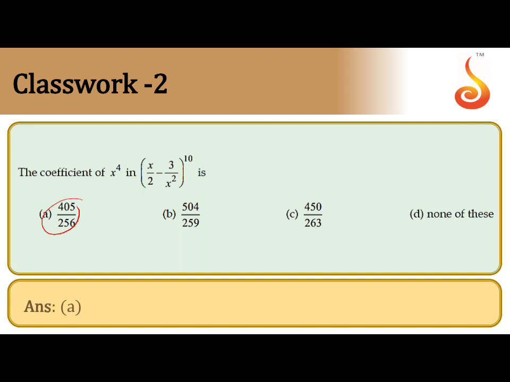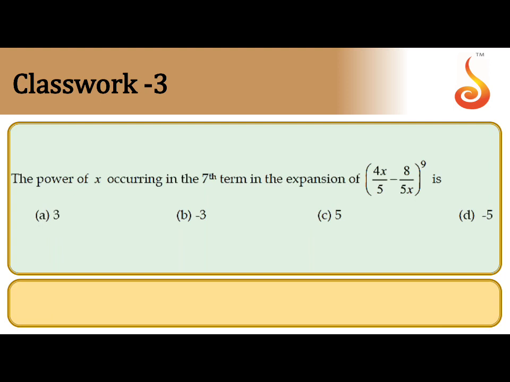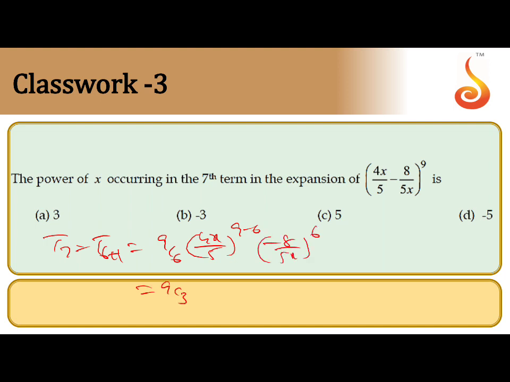So next one. The power of x containing the 7th term in the expansion of (4x by 5 minus 8 by 5x) whole power 9 is. The power of x in the 7th term means you have to find t7. So t7 means t6 plus 1. Here n is 9, so 9C6 into (4x by 5) whole power 9 minus 6 into (minus 8 by 5x) whole power 6. 9C6 is the same as 9C3. So this one is (4x by 5) whole cube into minus 8 power 6 by 5 power 6 into x power 6.